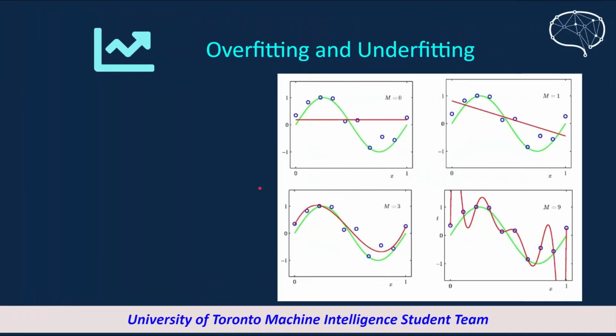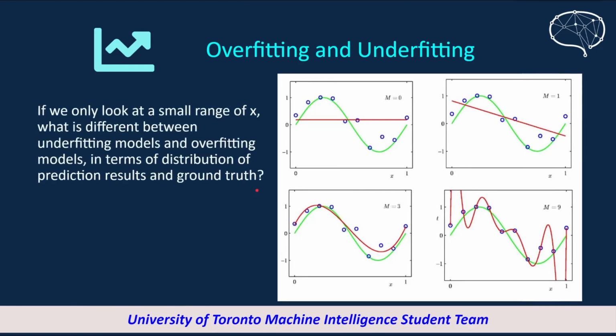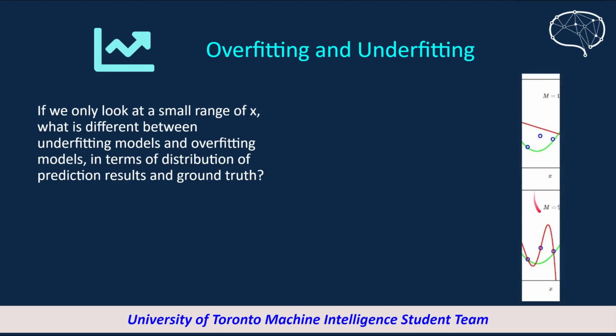Okay, so next, we want to explore the difference between overfitting and underfitting. If we only look at a small range of X, a small portion of this graph, what is the difference between underfitting models and overfitting models in terms of the distribution of prediction results and ground truth? So I will narrow the graph to this very short period of X. You can look at the red line and the green line and see what the difference is between the underfitting case and the overfitting case. Take 1 minute to think about it. You can pause the video here.